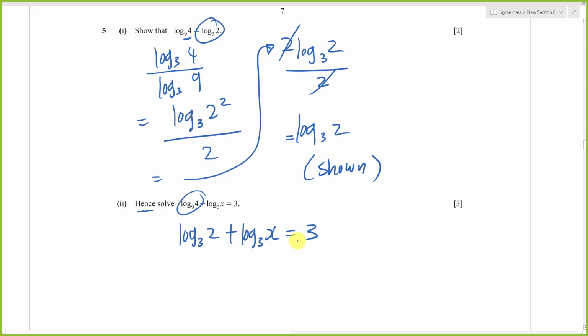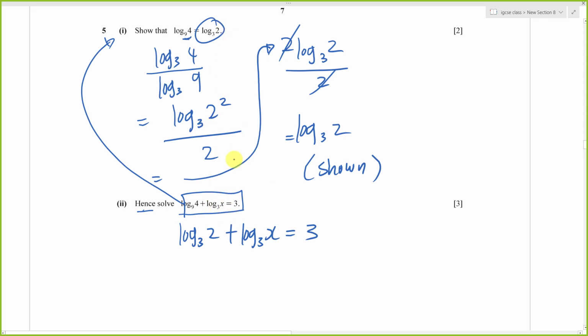You might ask how I got the idea to plug in here. Because at first I thought I wanted to simplify until they look alike, but then I realized I have log 3 of 3x, so there's no way I can make them look the same.